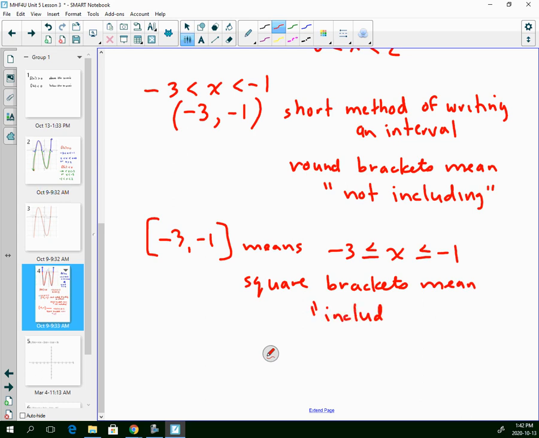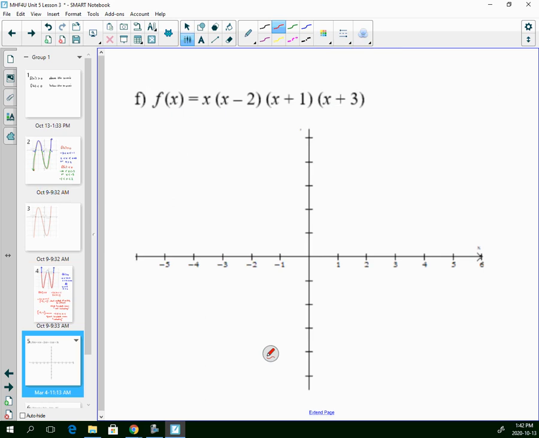So if you saw it with square brackets, it means greater than or equal to -3 and less than or equal to -1. Okay, so that's just the difference between the round brackets and the square brackets. Sometimes I use the brackets when I'm doing my interval table, which I'll show you in a minute. It's just faster and uses up less space.